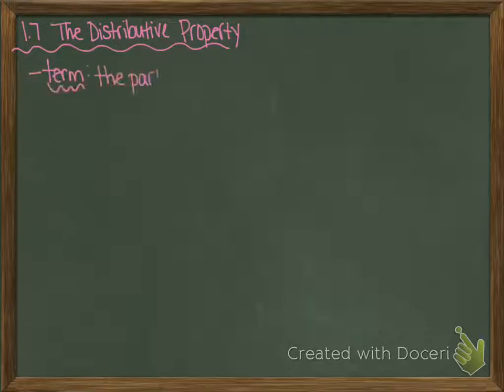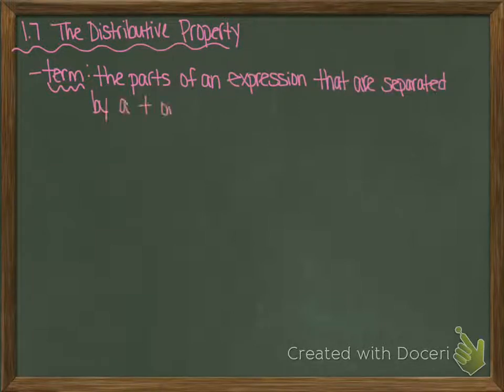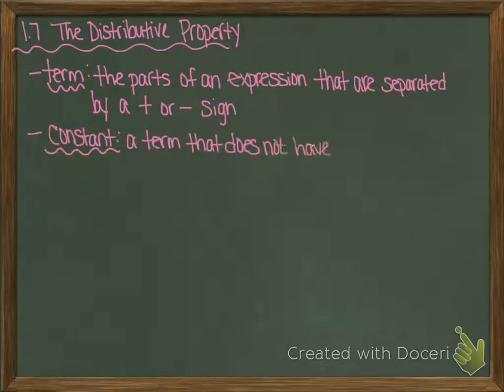So we have 4 vocabulary words I want to talk about. The first one is term, and a term is the parts of an expression that are separated by a plus or minus sign. Okay, and you should have worked with terms last year. The next vocabulary word is a constant. A constant is going to be a term that does not have a variable.